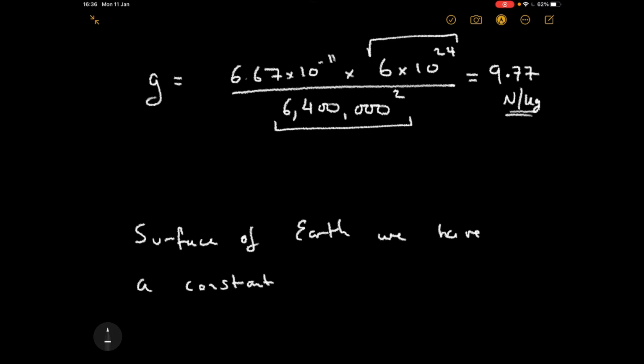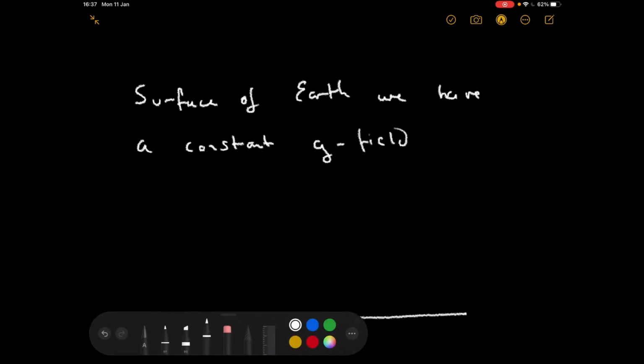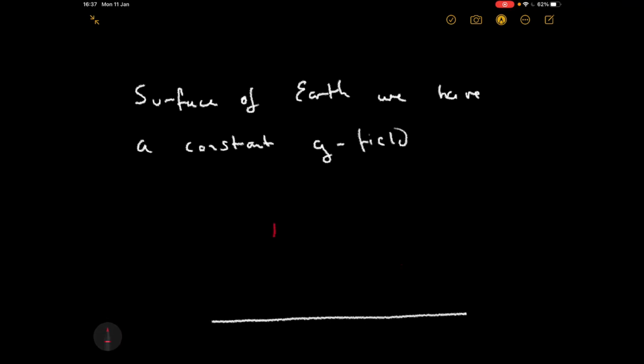So what we have at the surface of the Earth is pretty much a constant g field. If we looked at the surface of the Earth, any object that's in it would have a series of gravitational field lines, and they'd point downwards, and they would be parallel.